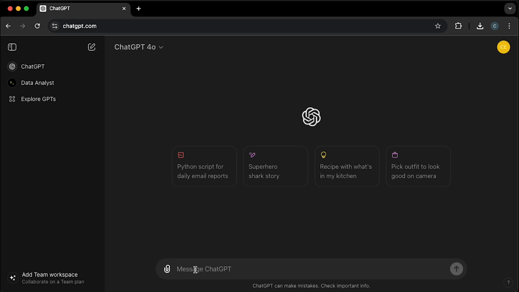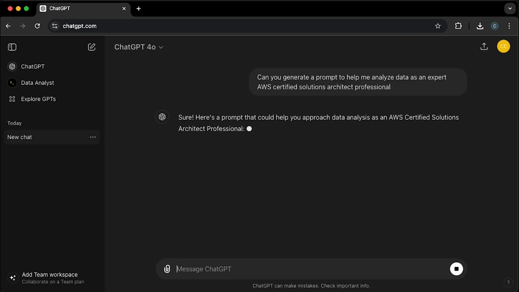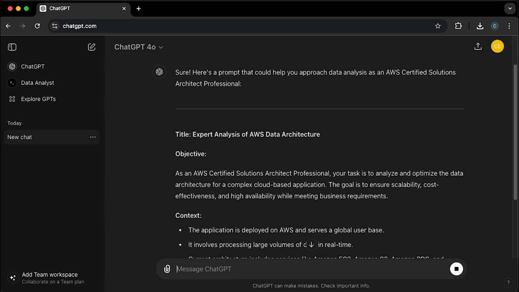So what I have here is ChatGPT 4.0, and I like to start off by asking ChatGPT to write my prompt for me, which is what I'll do right now. I'm just starting with a basic prompt and asking ChatGPT to generate a more in-depth prompt, which it has done here.